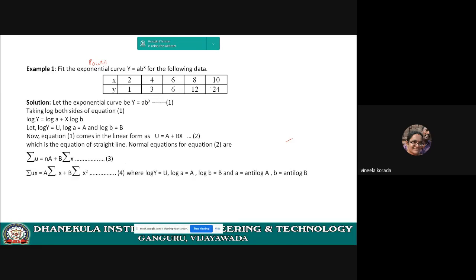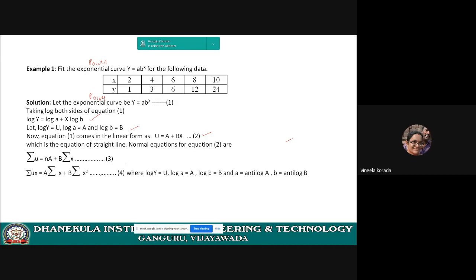So you must be writing the format. Let the power curve be of the form y is equal to a into b power x. Applying log on both sides, you have log y is log a plus x log b. Assume the values: capital U as log y, capital A as log a, capital B as log b. So it transforms to a straight line. Write the normal equations of straight lines and write down the values.